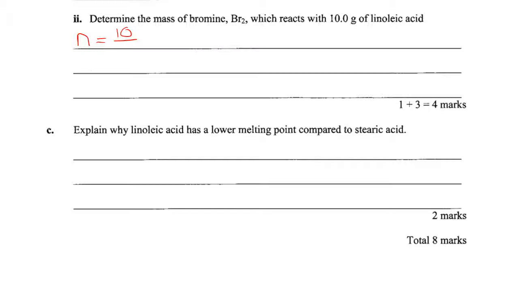Now, all you've got to do is just add up the masses of the carbons and hydrogens and oxygens and what have you, and you get about 280. So the number of moles of linoleic acid, just 10 divided by 280, is 0.036 moles, or thereabouts. Now, what we know is that there's 2 double bonds, so there's going to be 2 bromine molecules reacting with each molecule of linoleic acid. So it's a 2-to-1 ratio.